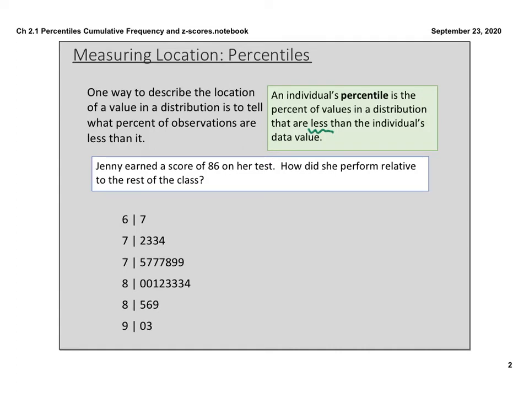Okay, so let's take a look at an example. It says Jenny earned a score of 86 on her test. How did she perform relative to the rest of the class? Here's our stem and leaf plot. Your stems are down the left-hand side and your leaves are on the right-hand side. They didn't put a key, but the fact that they told you the test, you can determine what the scores are. So here's Jenny. Jenny is this one, 86. That's the data set that she's looking at.